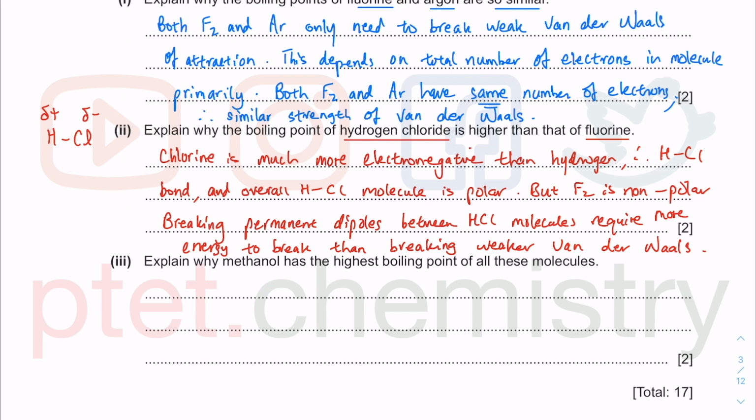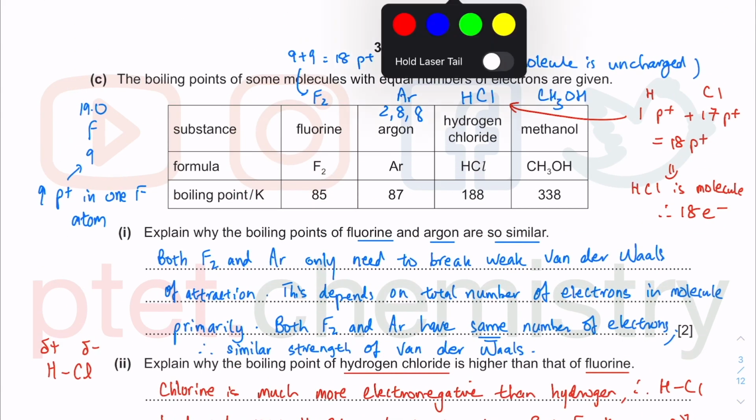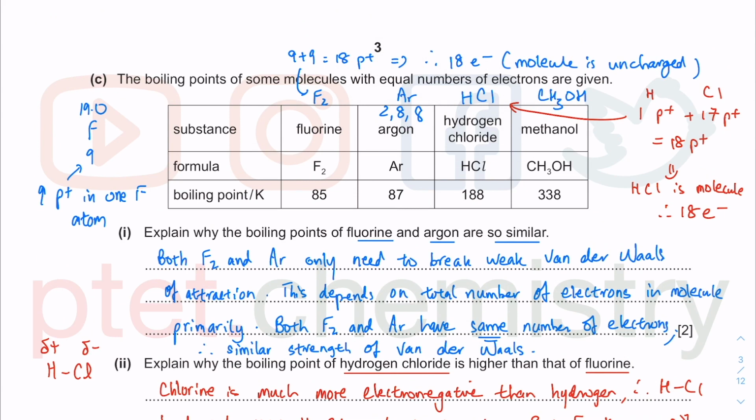Last but not least, why is methanol having the highest boiling point out of all of them? You can see the trend now. Actually, I didn't have to calculate the number of electrons. I don't know why, but I should have read the question. Equal number of electrons there. But of course, it was quite fun to actually show you how they have equal number of electrons based on the number of protons, equal to the number of electrons, since these are all molecules. So methanol must have 18 electrons as well, but the boiling point is so much higher.